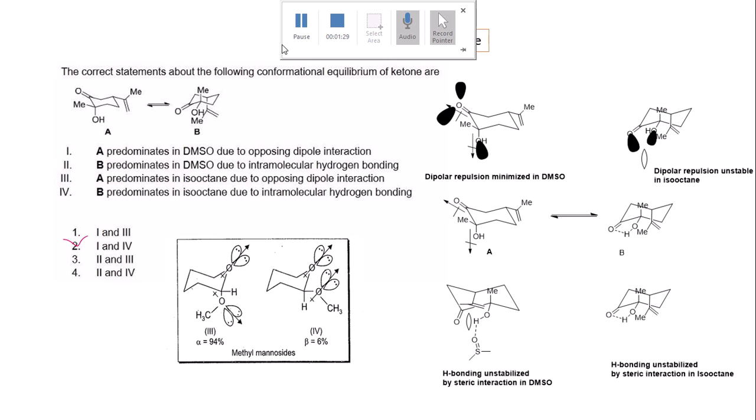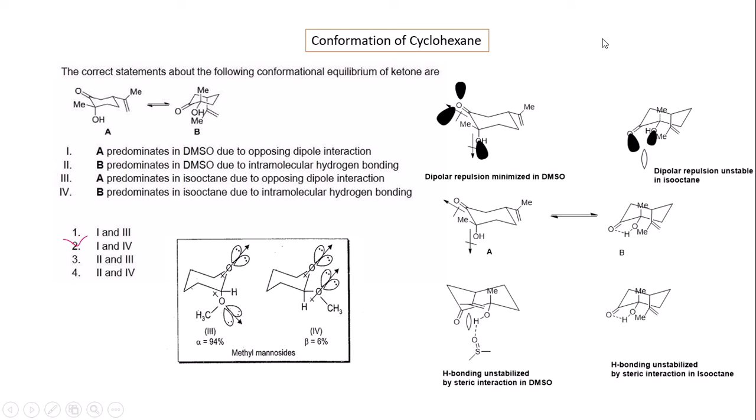Next, the conformation of the cycloalkane, cyclohexane. Here the carbonyl group and the hydroxy group are present. The carbonyl and the hydroxyl group can be stabilized via intermolecular hydrogen bonding or intramolecular hydrogen bonding. Here the hydroxyl group can stabilize via intramolecular hydrogen bonding in isooctane, that is the non-polar medium. And so option B will predominate in isooctane due to intramolecular hydrogen bonding.